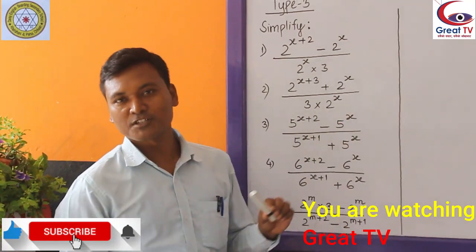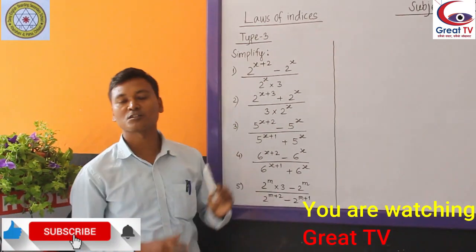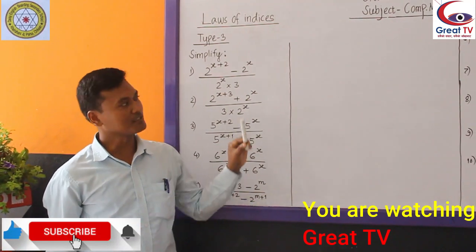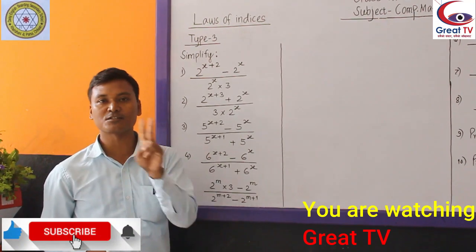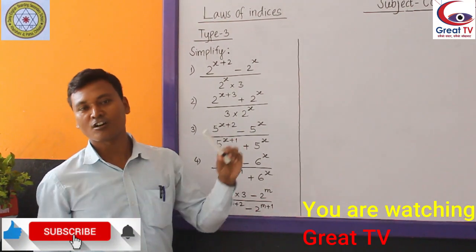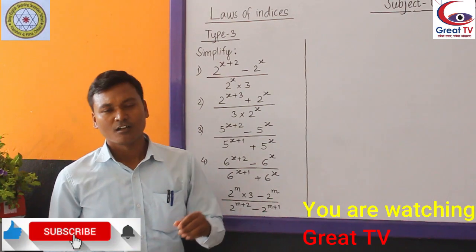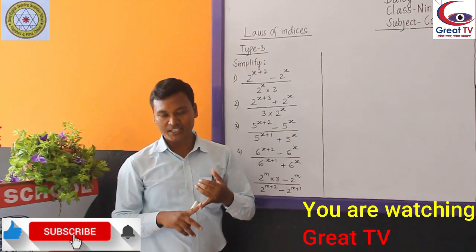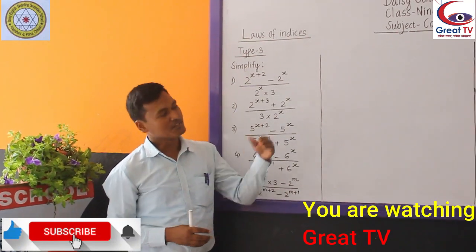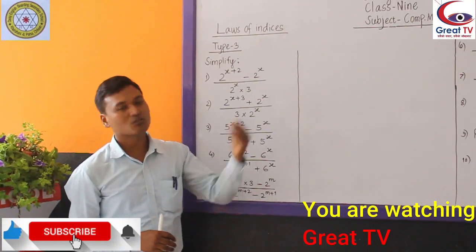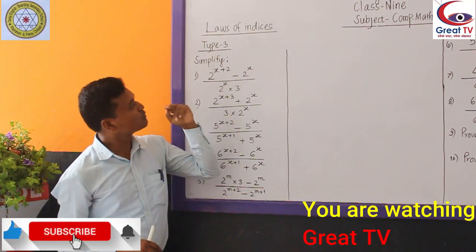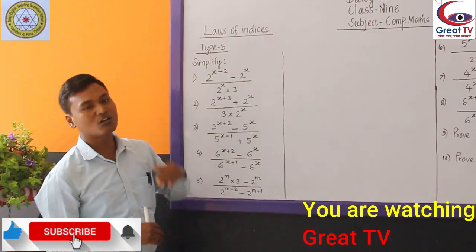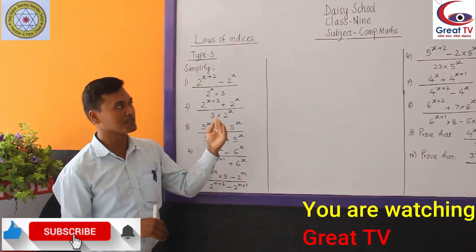Okay, today we are going to read a third type of short question from the topic laws of indices. And I must tell you something, in our previous classes we have already completed two types of short questions from the same topic. The first class we read about the main concept of using laws of indices. The second class, after two classes we read two types of short questions from the same topic. Today we are going to do the third type of short question from the same topic, laws of indices.